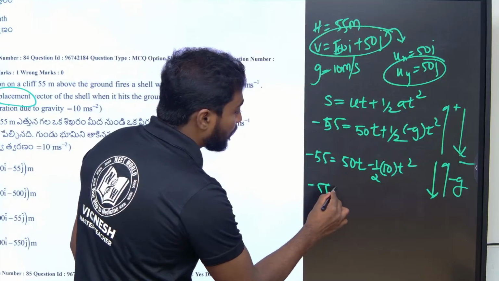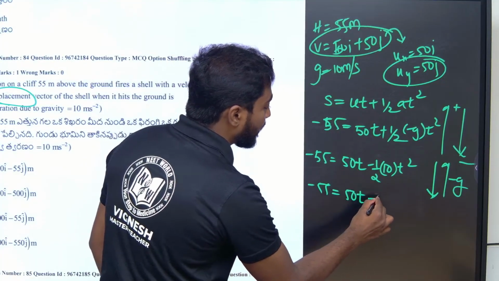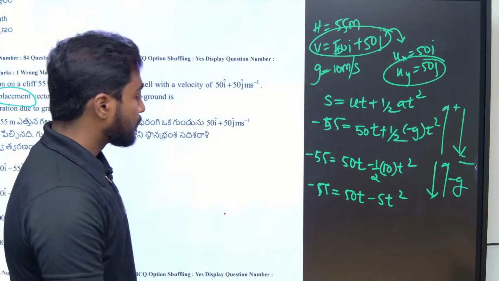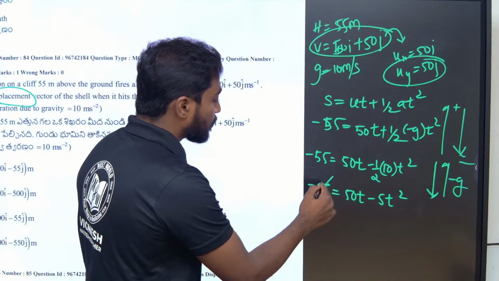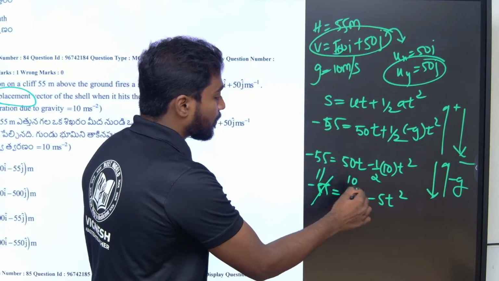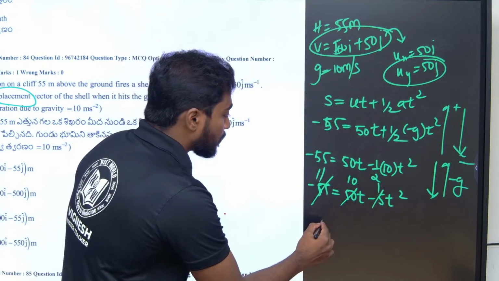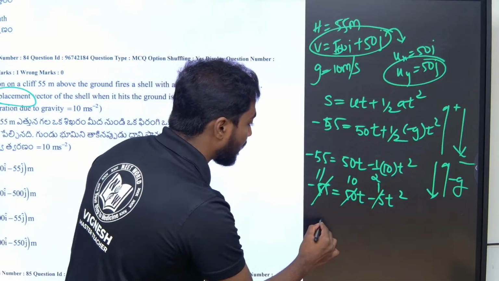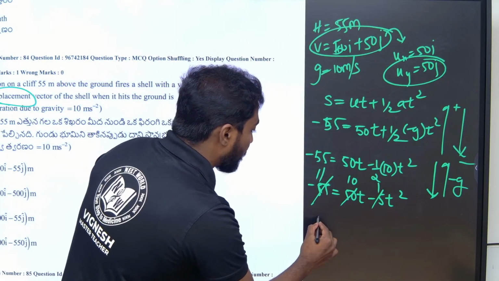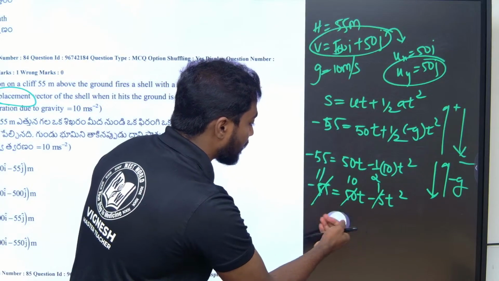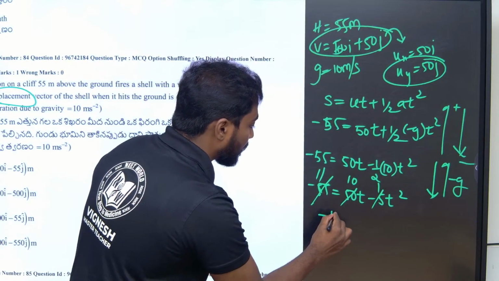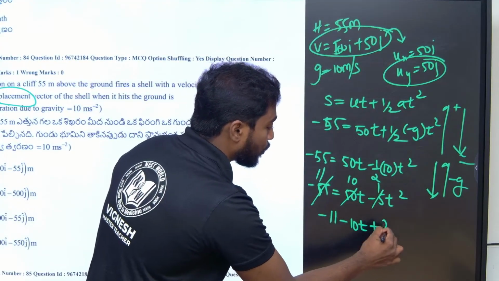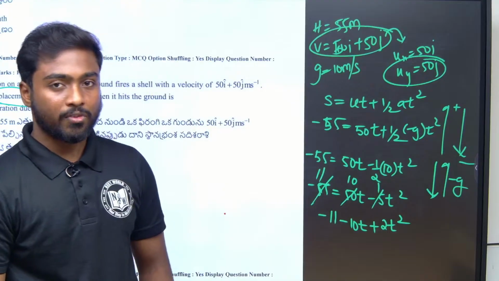So minus 55 is equal to 50t minus 5t square. So 55, 55, I can take 5 commonly out. So this is 11, this is 10, and this is 1. So if I take this 11 this side, or this t I will take this side, it becomes minus 11 minus 10t plus 2t square, right?